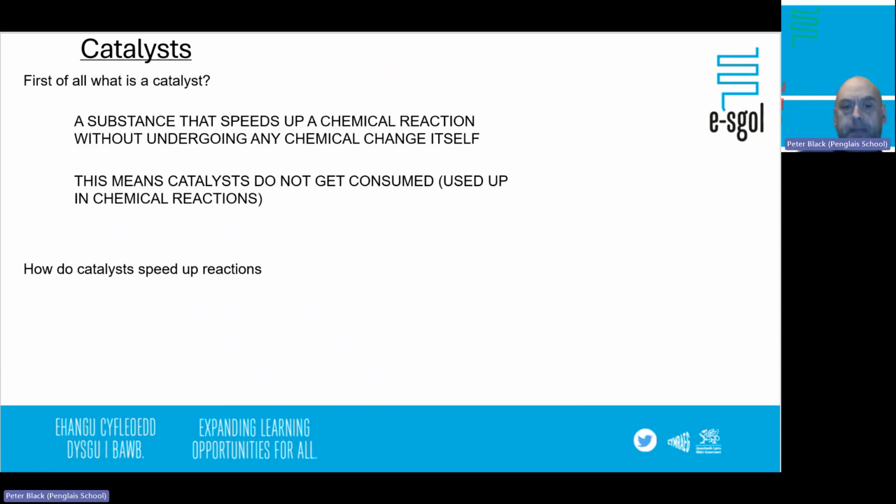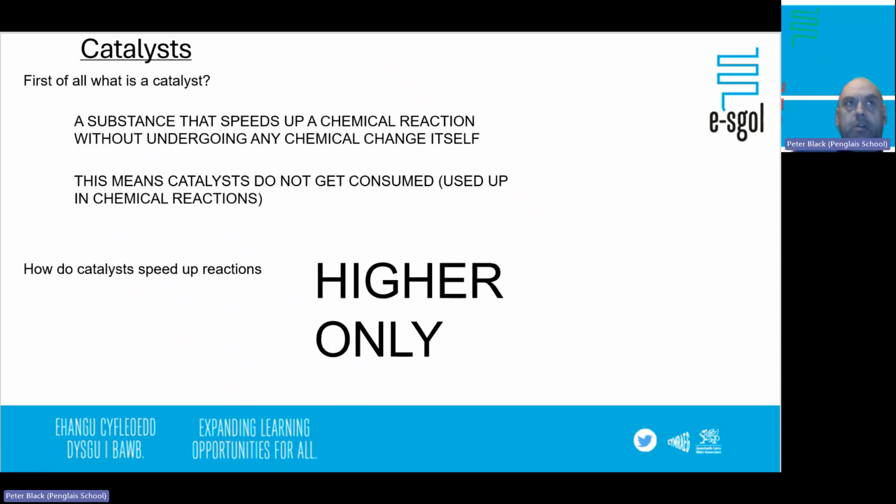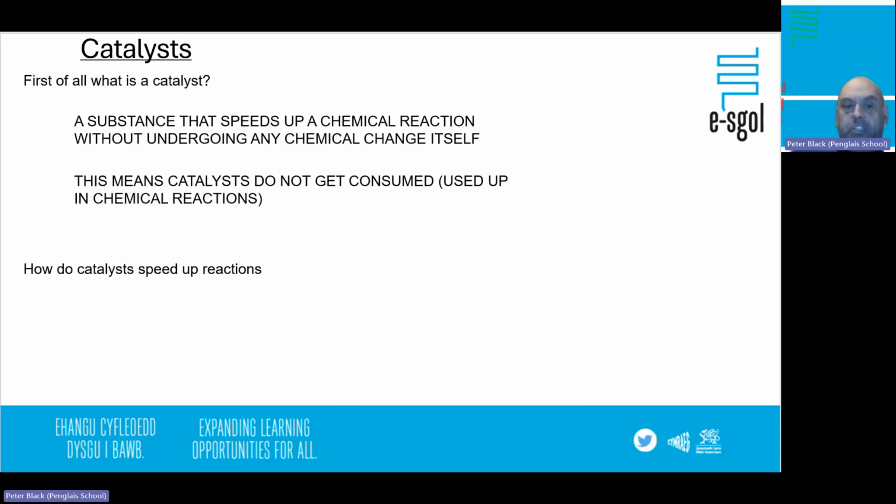So how do catalysts speed up reactions? Well, this would only be for a high tier candidate, really, to explain the role of catalysts. I mean, everyone needs to know what a catalyst does: chemicals that speed up chemical reactions without undergoing a chemical change themselves. If you're doing higher, though, you need to explain why.